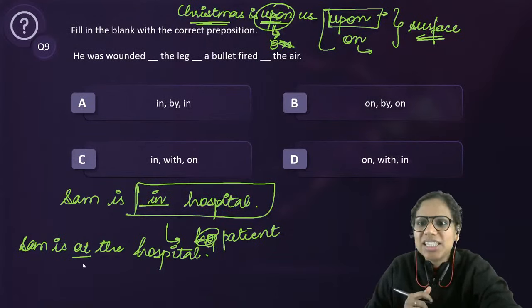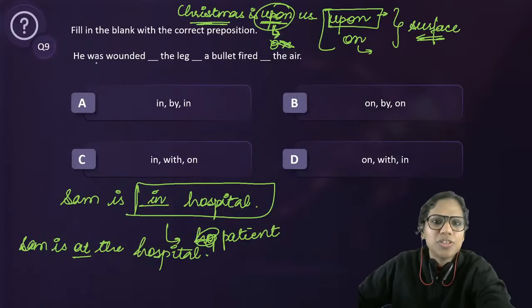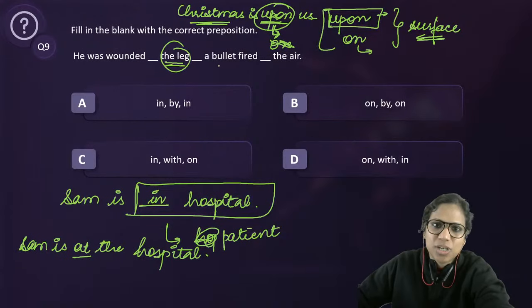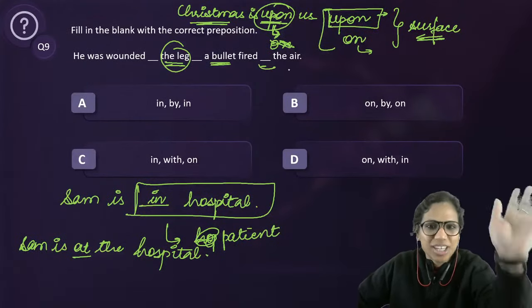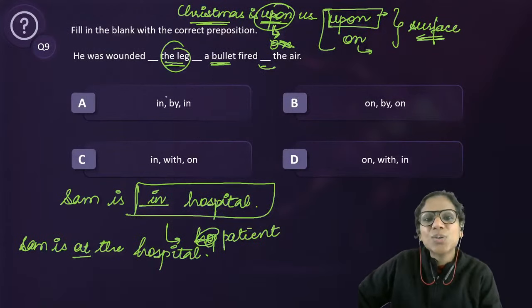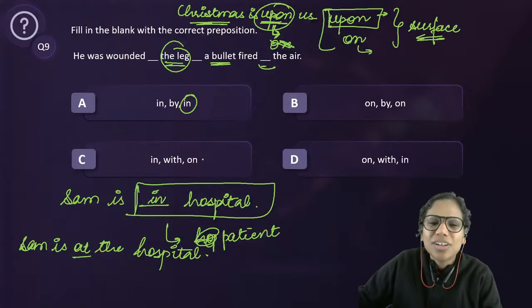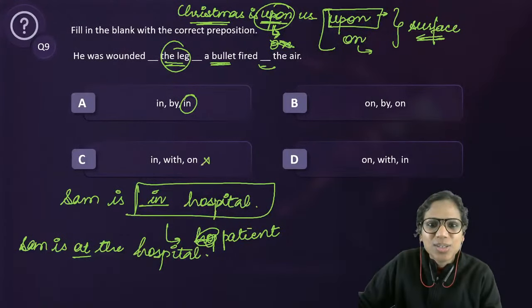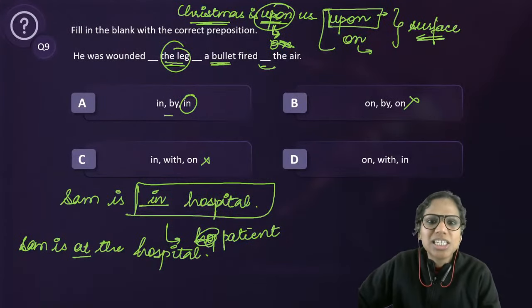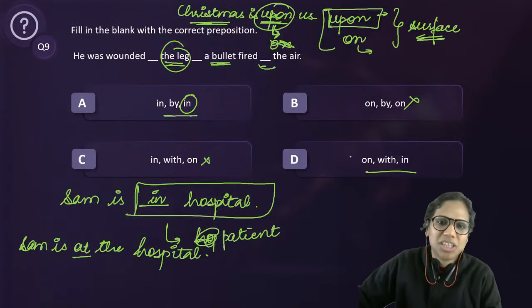A, C, D, all right. Multiple responses. He was wounded where? The location. This is given to us. Dash a bullet. So, fired dash. So, fired where? Again, location. So, in the air. You can't fire something on the air. Air is not a surface, right? So, eliminated. This was the easiest for me, the third one. So, I began with that.